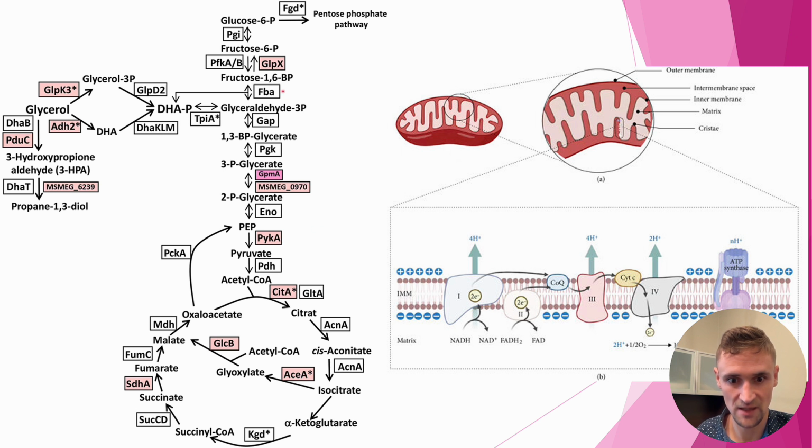So there's 9 enzymatic steps in glycolysis. So it's going to go glucose 6-phosphate, fructose 6-phosphate, fructose 1,6-bisphosphate, goes all the way down this pathway. Eventually it gets converted into pyruvate. So pyruvate is the end product of glycolysis.